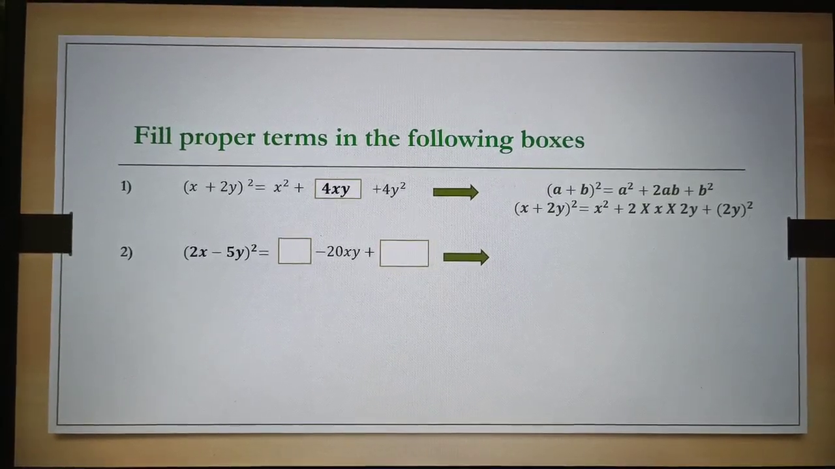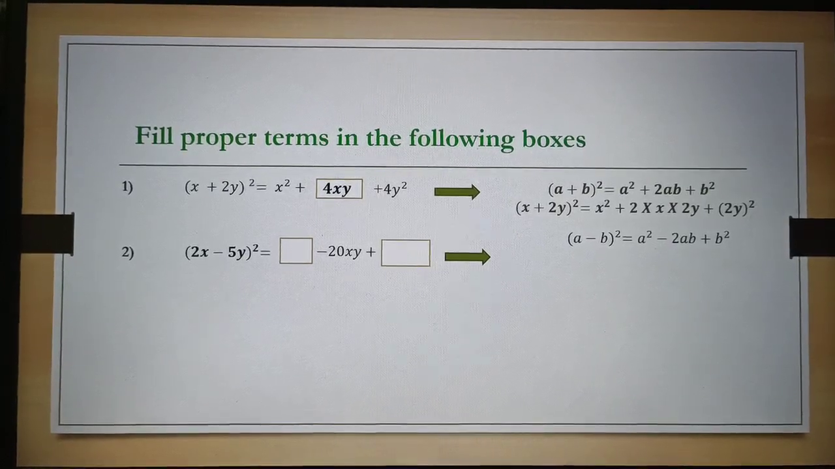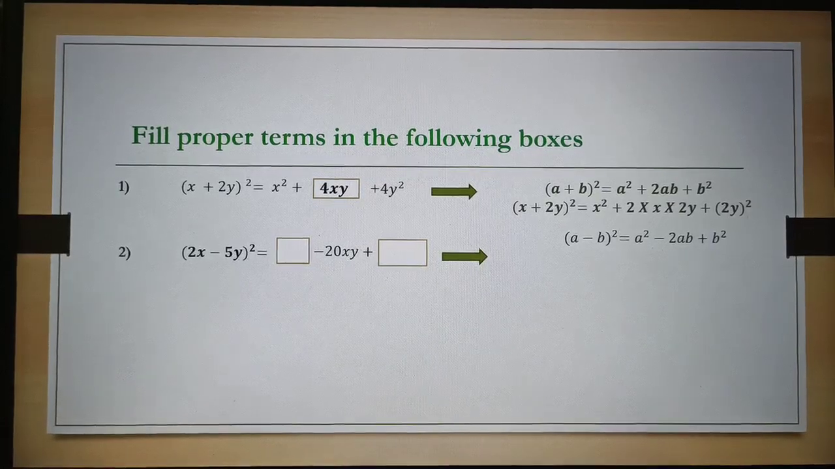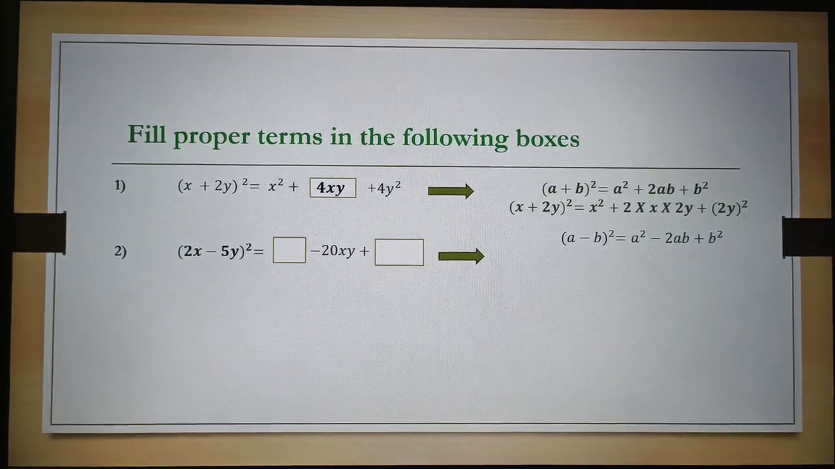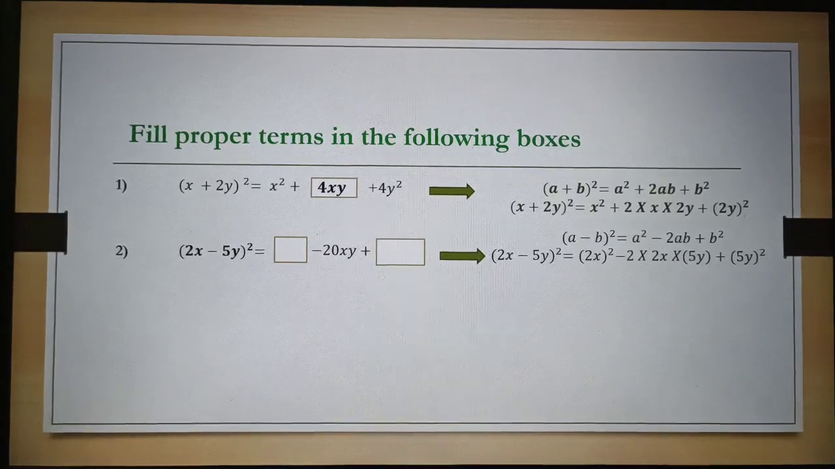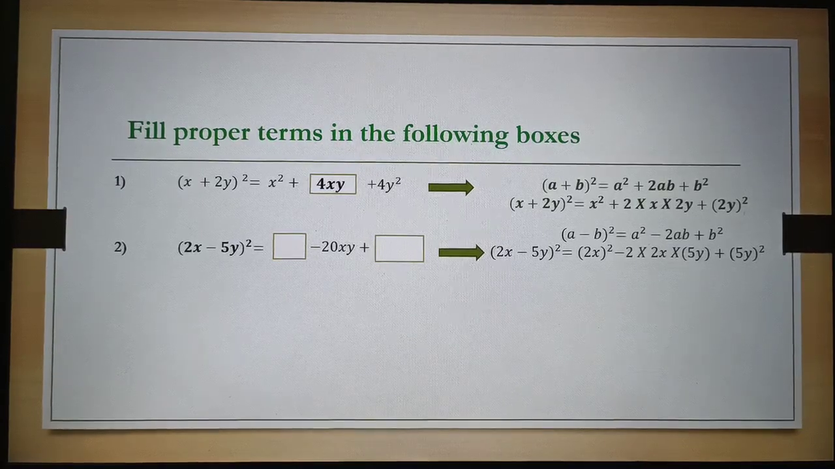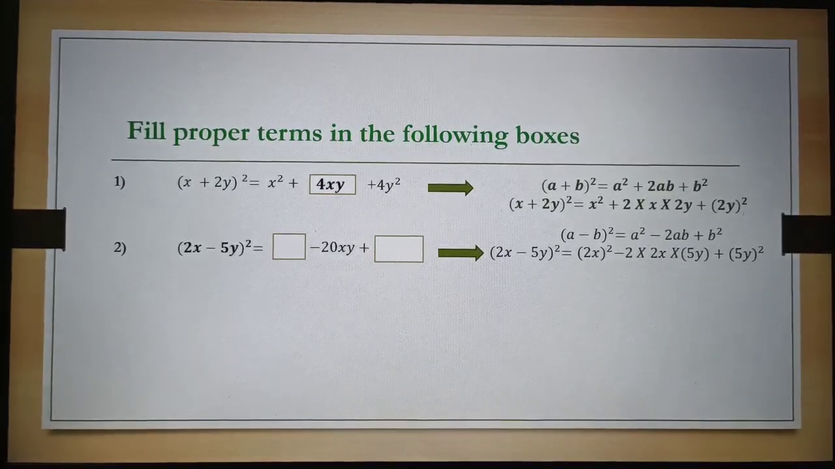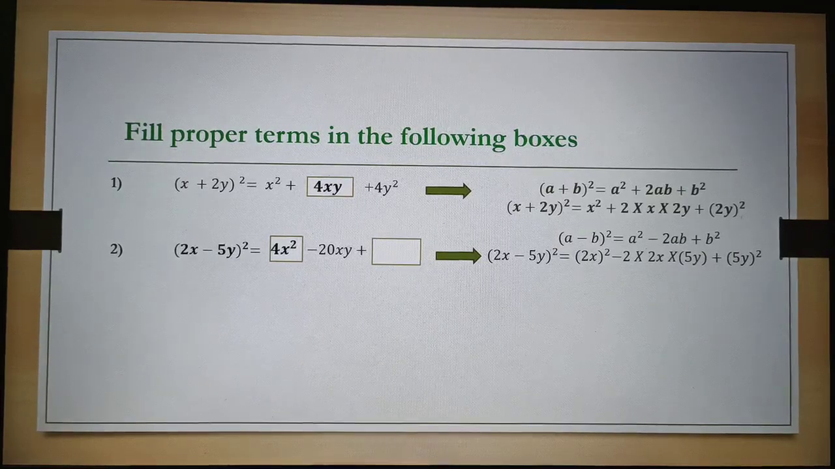Here we have to use the identity (a minus b) the whole square is equal to a square minus 2ab plus b square. a is 2x and b is 5y. That means it is equal to (2x) the whole square minus 2 into 2x into 5y plus (5y) the whole square. (2x) the whole square, the answer is 4x square. Then 2 into 2x into 5y, the answer is 20xy.